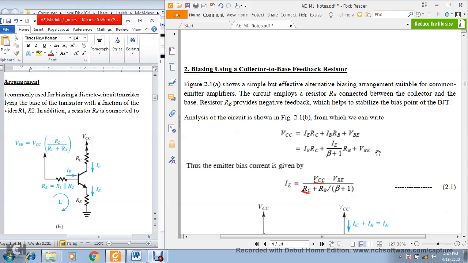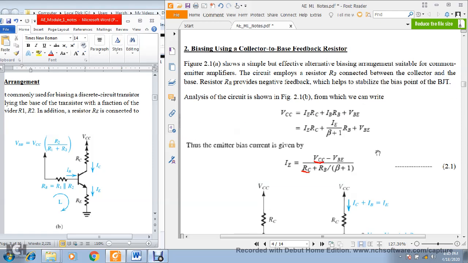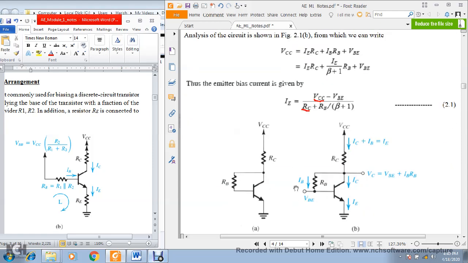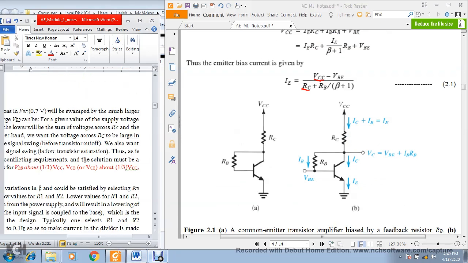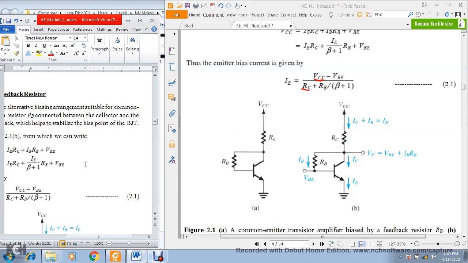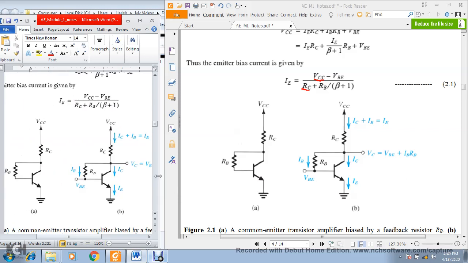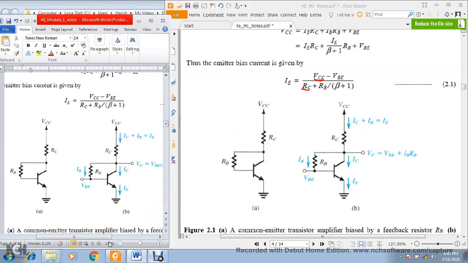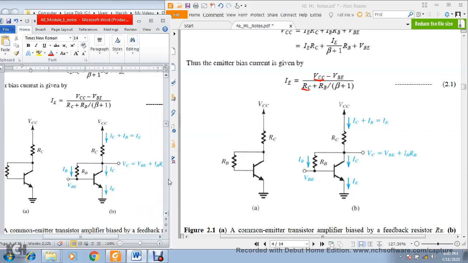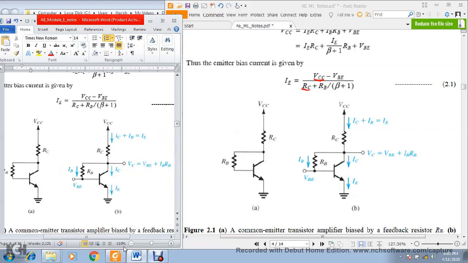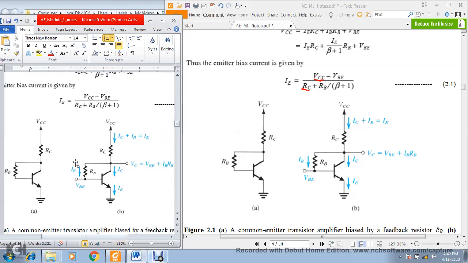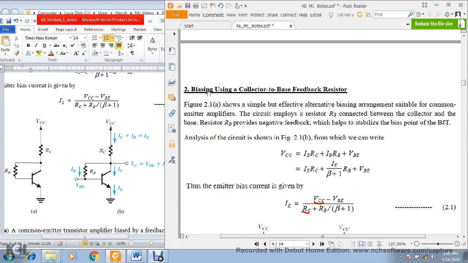So next biasing is collector to base feedback resistor. Here RB, see this one. Let me go to that diagram. Okay, this is the diagram. This is biasing using a collector to base feedback resistor. This is one more biasing technique. Previously it was voltage divider, now it is collector to base feedback.